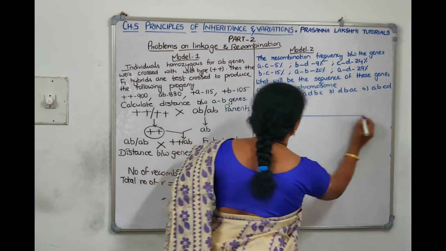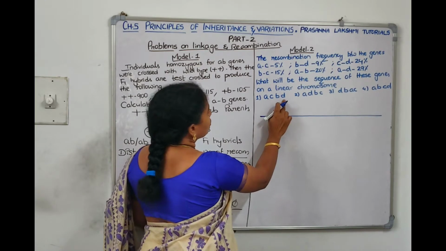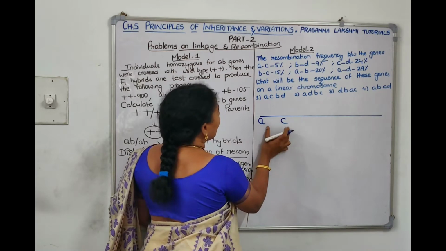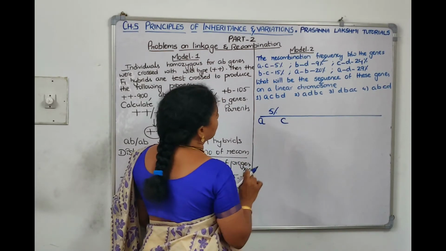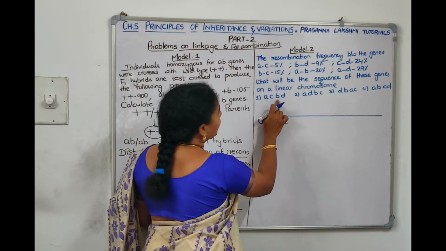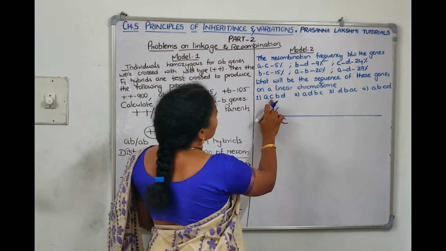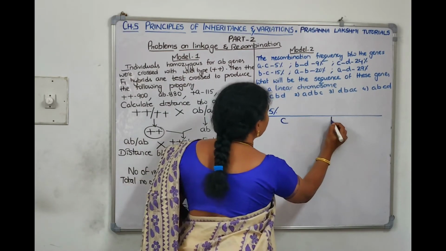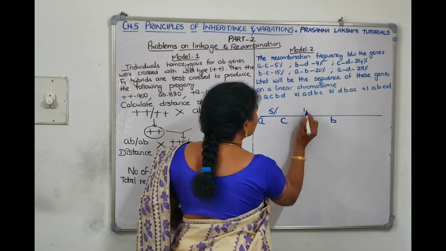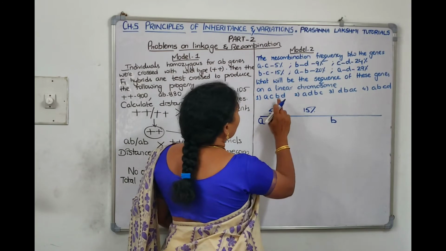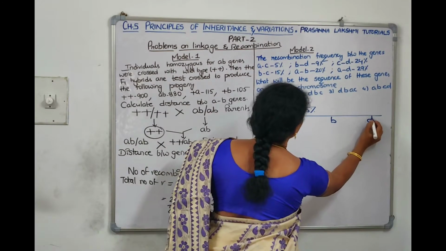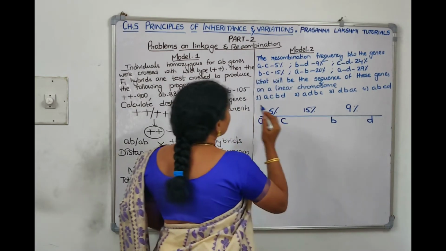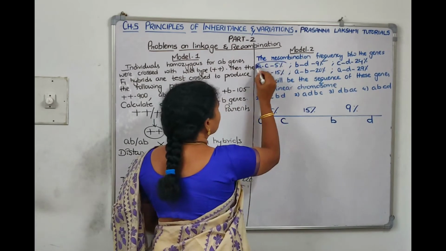If it is like this, ACBD, they told us in the problem A and C is 5. If I take A here and this is C, A and C are separated by 5 map units. And then they told C and B, B and C are separated by 15 map units. That means somewhere here is B, and C and B are separated by 15 map units. After B we need to write D. And then they're telling B and D are separated by 9 map units. So this we have seen, A and B are separated by 5 map units we got.